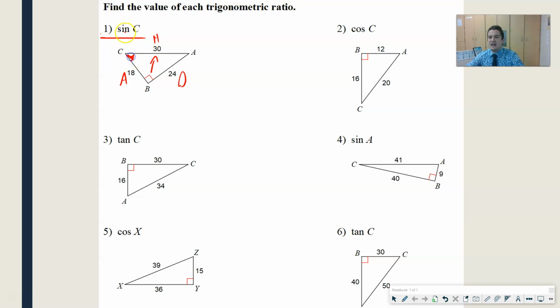So the sine of angle C is going to be equal to, if I think back to SOHCAHTOA, sine is opposite over hypotenuse. Opposite divided by hypotenuse, which would be 24 over 30.